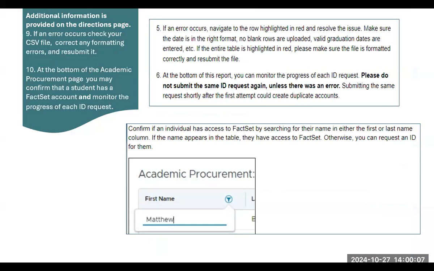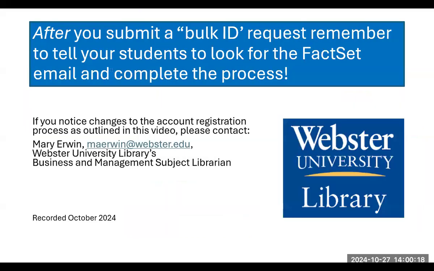At the bottom of the Academic Procurement page, you should be able to confirm if a student already has a FactSet account, as well as monitor the progress of each ID request. Remember, after you submit a Bulk ID request, tell your students to look for the FactSet email and complete the process. If you notice any changes to the account registration process as outlined in this video, please contact Mary Irwin at Webster University Library.